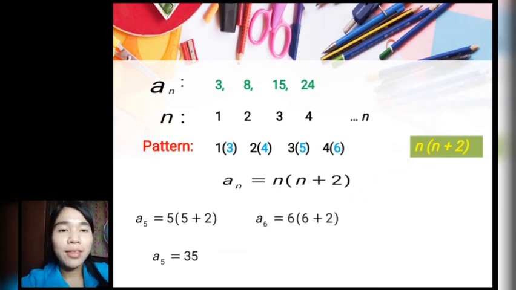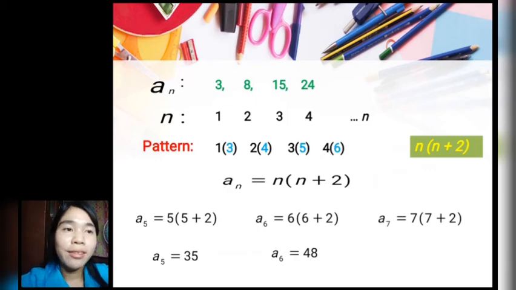Next, let's have the sixth term. So we have here now the equation a sub 6 is equal to 6 times 6 plus 2. So for us to simplify, let's add 6 plus 2 is equal to 8, times 6, okay, so we have 48. Next, we have here the seventh term. So we have a sub 7 is equal to 7 times 7 plus 2. Now, we will simplify the equation. So 7 plus 2 is equal to 9.